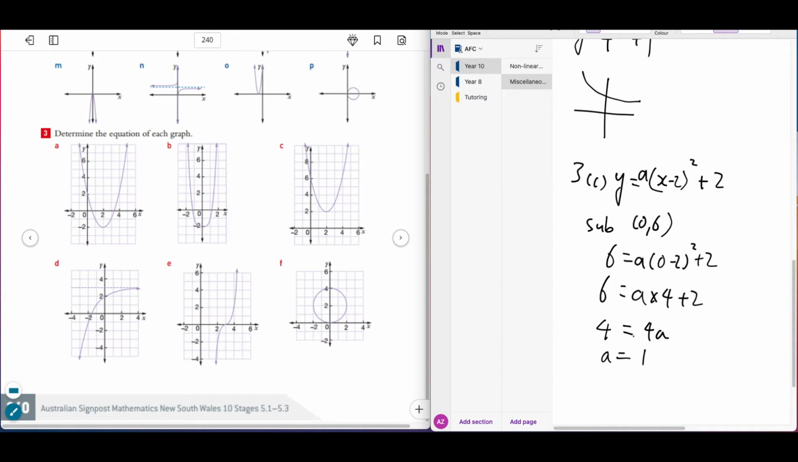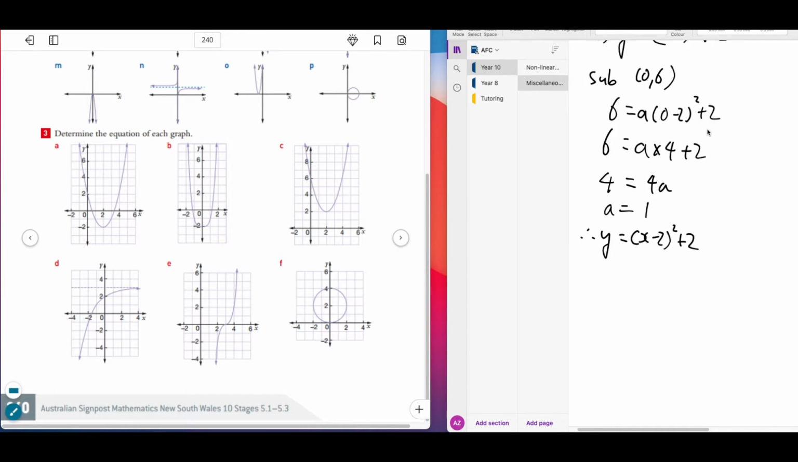So once you find the a, then you sub the a back in. So therefore, y is equal to, now because it's a 1, I don't need to write the 1. Okay, so I can just write (x minus 2) squared plus 2. So that's C for you. Okay, so now let's look at another example. So let's just take a look at 3D.